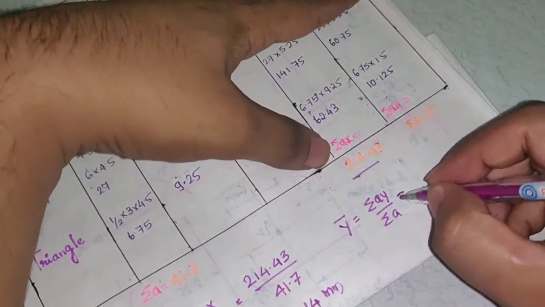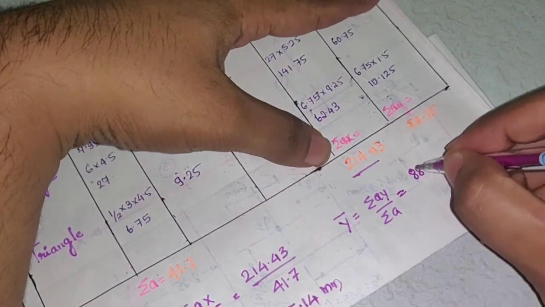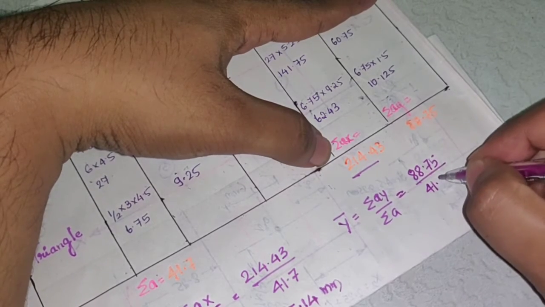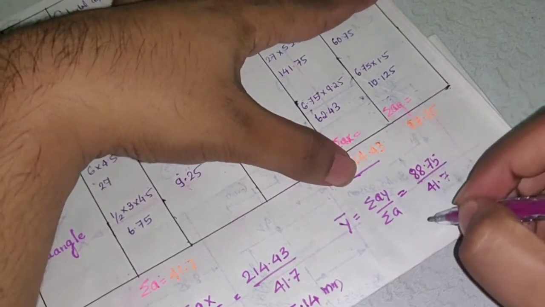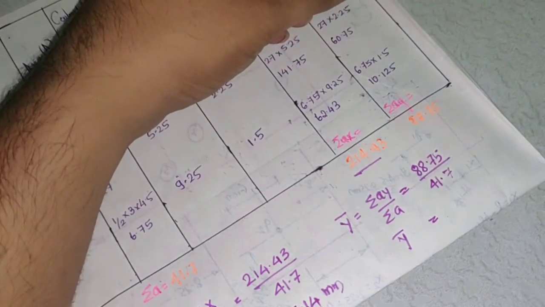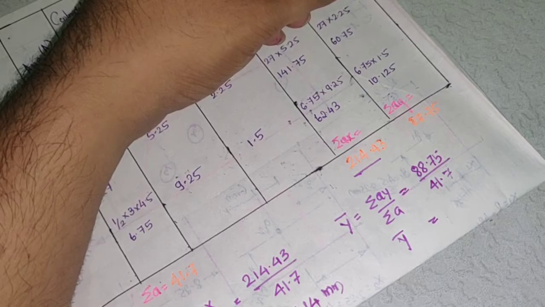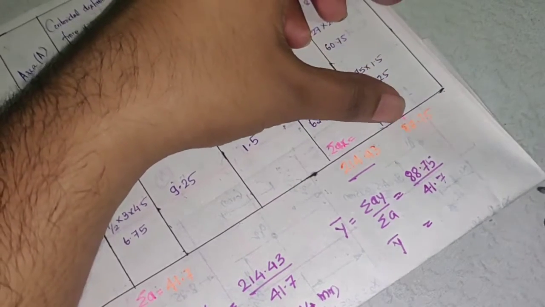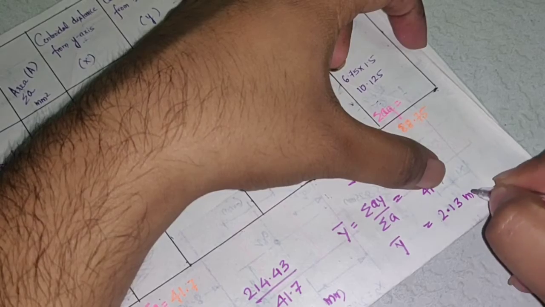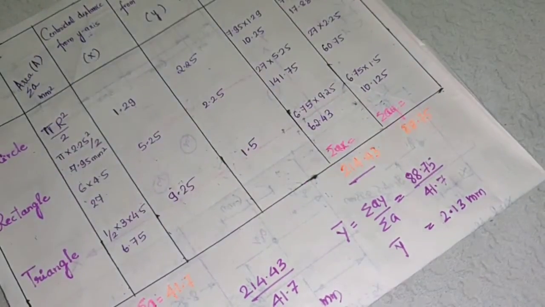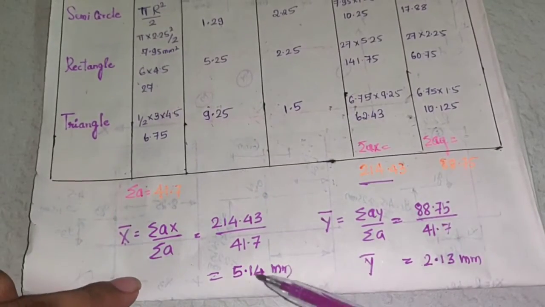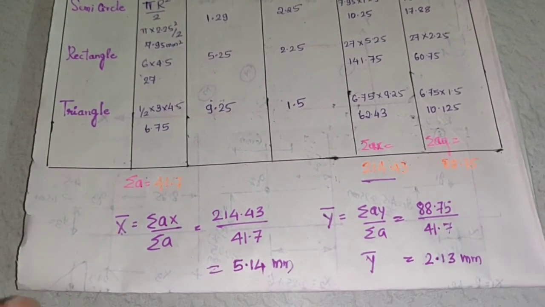Similarly, Y bar. Y bar is 88.75 divided by 41.7. So you will get the value of Y bar as 88.75 divided by 41.7. You will get 2.13 mm. So this is the value of X bar and Y bar. So X bar is 5.14 and Y bar is 2.13.